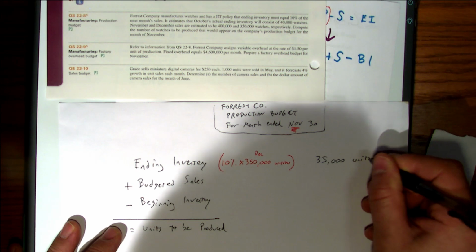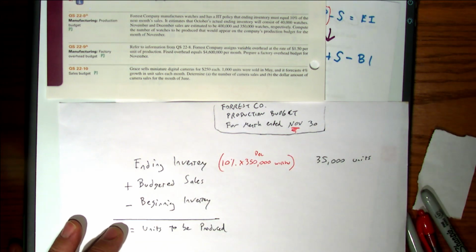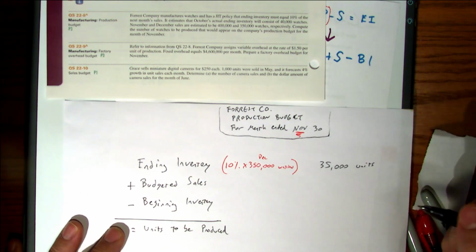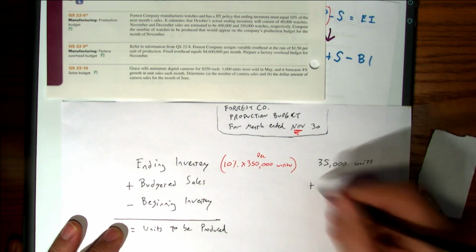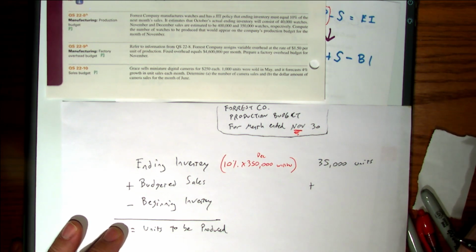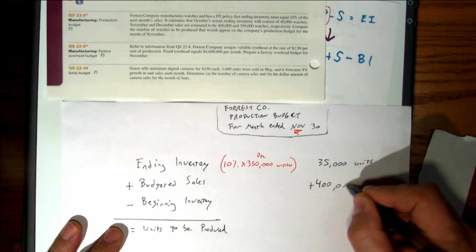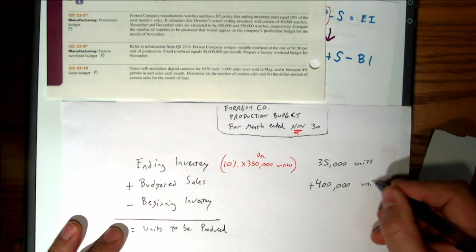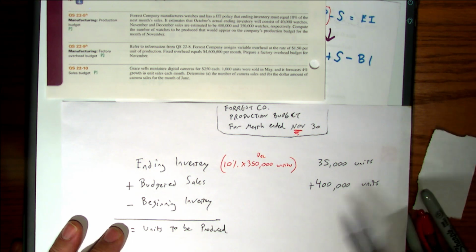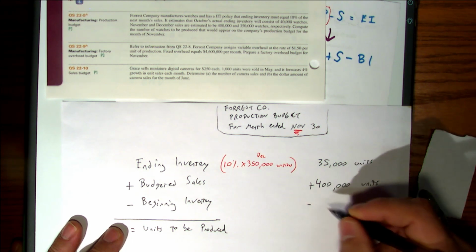I could say units or watches. Plus budgeted sales for November. What's the budgeted sales for the month? 400,000 units or watches. Minus the beginning inventory.